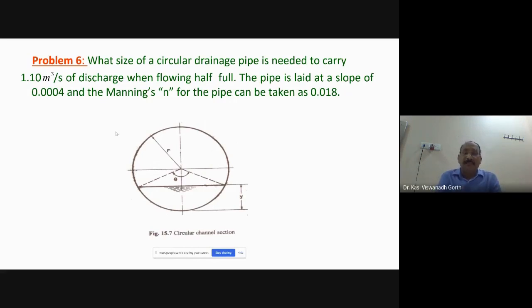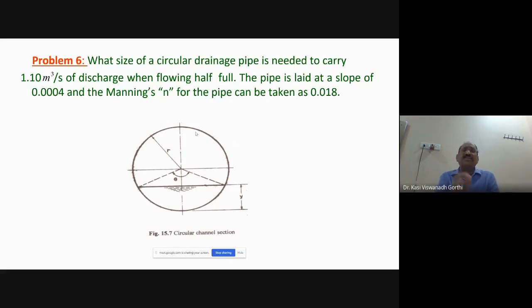If the pipe is flowing half full, that means the entire cross section is not completely filled with the flowing fluid. It is only half full, which indicates that it has a free surface. The moment there is a free surface, the flow is automatically categorized as open channel flow. Only for the sake of convenience, it is taken like a circular conduit.